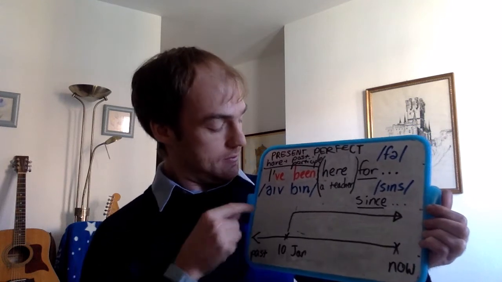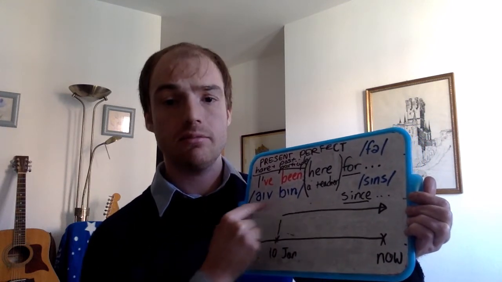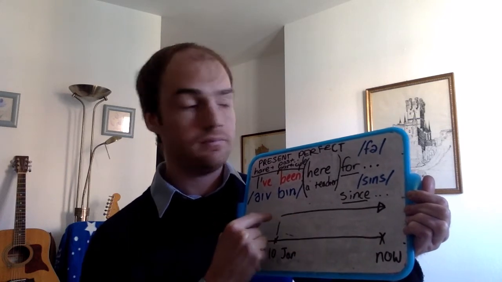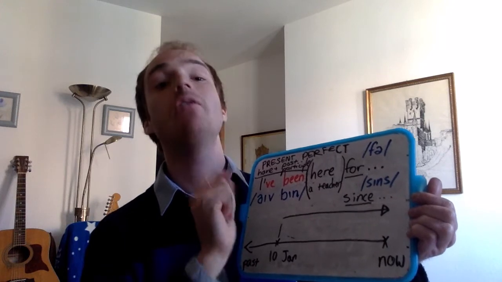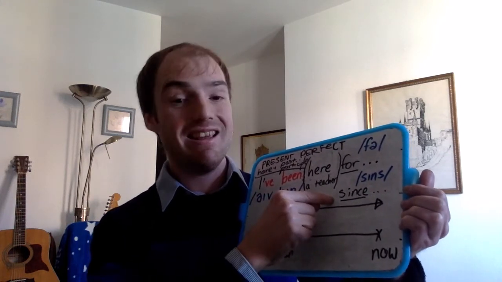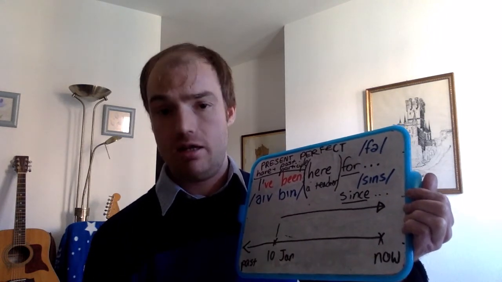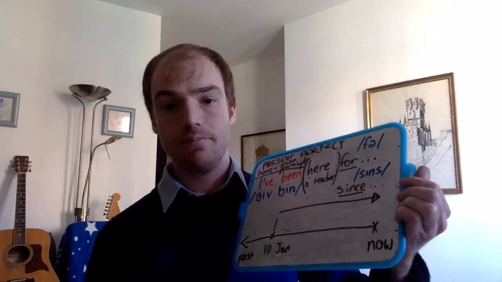When we pronounce it, we say I've been. Can you say it? I've been here. When we say for, we often just say for. Can you say it? For 6 days. For 6 days. And this word, we say since. Can you say it? Since. Since the 10th of January. Okay? All right?